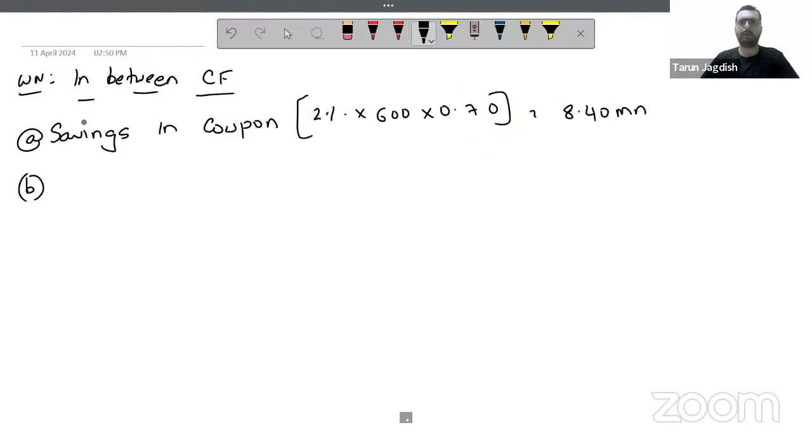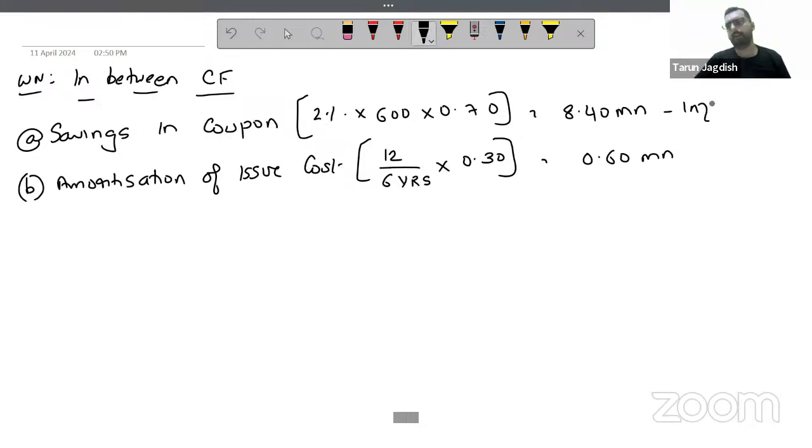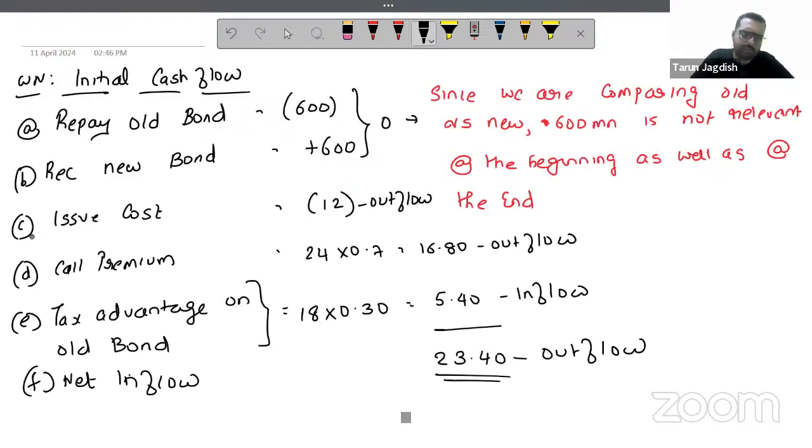Apart from that, what will happen is amortization of issue cost. So how much is the issue cost that you have over here? Is it 12? 12 million will be apportioned over 6 years. So every year I will get a 30% tax advantage. That will be 0.6 million. This is my inflow. This is also my inflow. All right. Amortization of issue cost has come. Call premium completely gone. Okay.